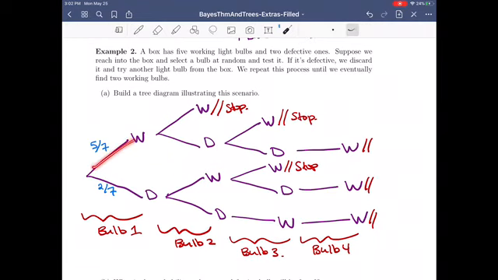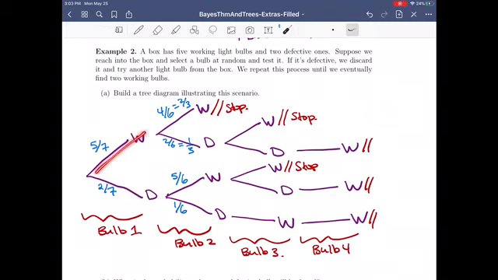Now if we picked a working one, the probability I got another working one, there's only 4 left out of 6, so that's 2 out of 3 if you'd like. And there's 2 defective ones, so that's 2 out of 6 or 1 out of 3. If I picked a defective one first, I still have all 5 of my working ones. So I'm going to have 5 out of 6 and 1 out of 6.